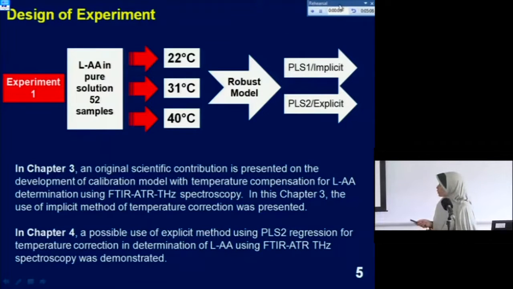For the first experiment, I used 52 samples of pure LAA solution, and then I measured the spectra of the samples at 3 different temperatures. And then I developed the robust calibration model using implicit and explicit methods. The result of the implicit method will be explained in more detail later.